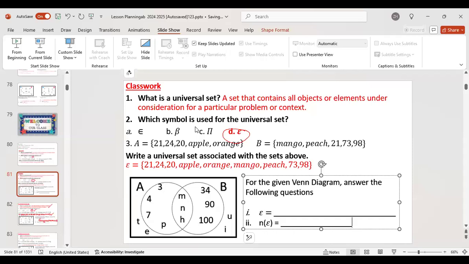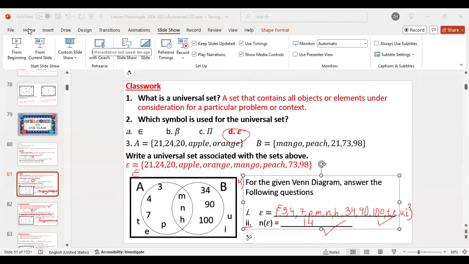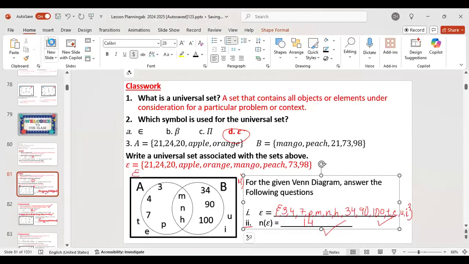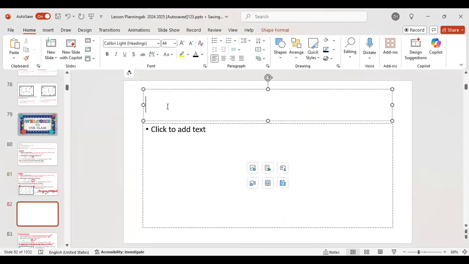So like I said, the next thing we're gonna be looking at is complement of a set. So we're pretty much good with the universal set. Now we're gonna look at complement of a set, and it has all its notations and everything.